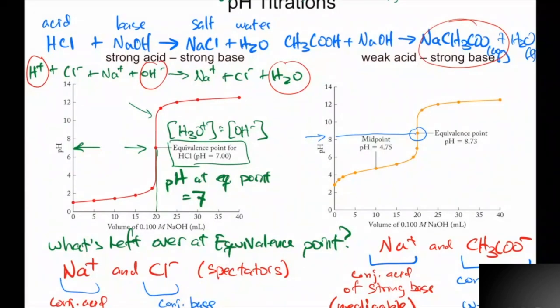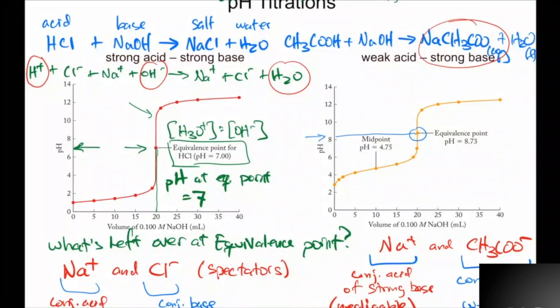The other thing I was hoping you would have noticed is, at the equivalence point, as we've been discussing, what's left at the equivalence point, the spectator ions, what effect does that have on the pH? When you do a strong, the spectators are by definition going to be conjugates of negligible strength. So the sodium ion and the chloride ion have negligible effect on the pH, so when you get to this equivalence point, it should be pH 7.